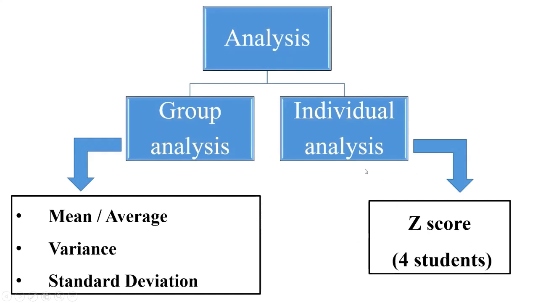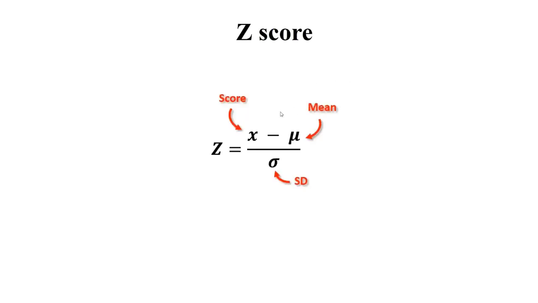Now there is a formula to calculate this Z score. So this is a formula that we use in statistics to calculate the Z score. The formula is x minus mu divided by sigma, where x represents the individual raw score, mu represents the mean of that particular group, and sigma stands for standard deviation of that particular group.